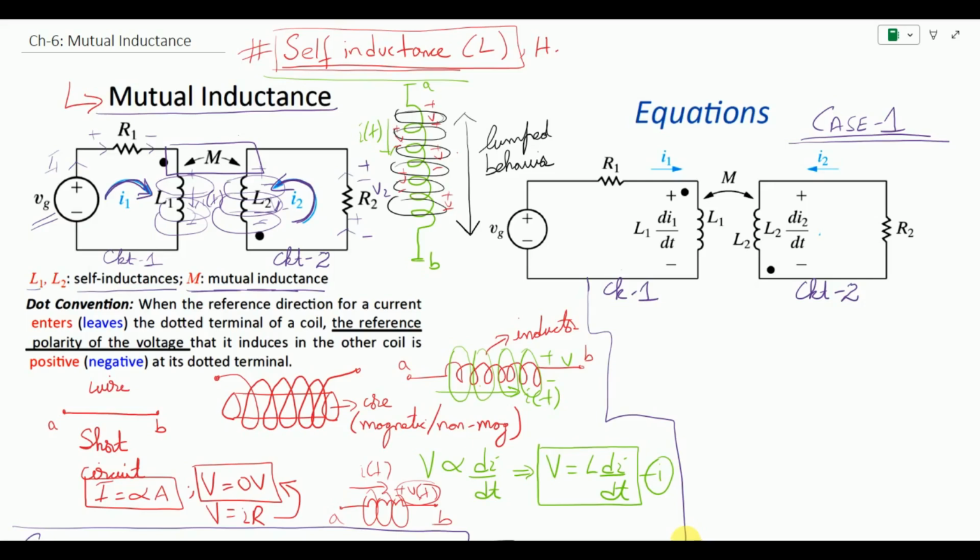So let us first see where is the reference direction. Here we can see that I1 is moving in this direction, so it means that the direction of the flow of current is clockwise. So I can say this is my I1. On circuit 2, the current is moving in the opposite direction, so the loop current is I2. So we have defined the first point, figuring out the reference direction for the currents.